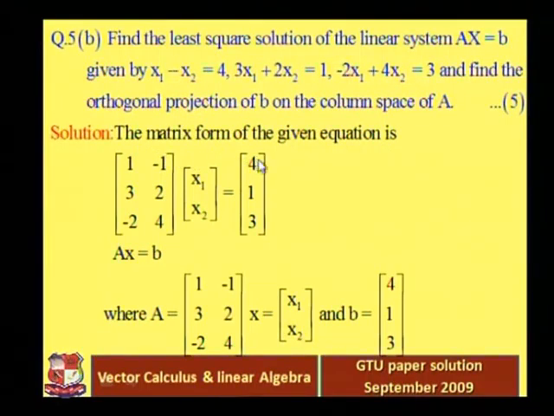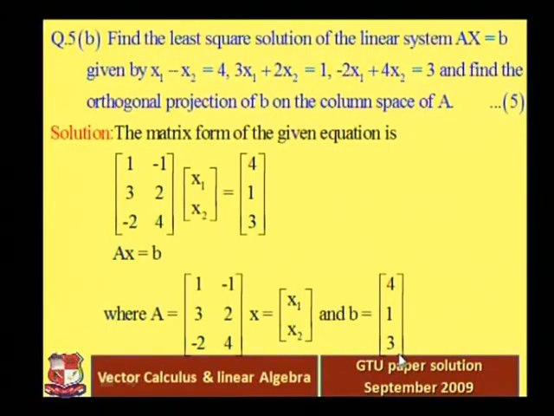The matrix form of the given equation is: from the first equation the first row is 1 minus 1, from the second equation 3 2, from the third equation minus 2 4, times x1 x2, equal to b. b is 4 1 3. So Ax is equal to b, where A is 1 minus 1, 3 2, minus 2 4, x is x1 x2, and b is 4 1 3.